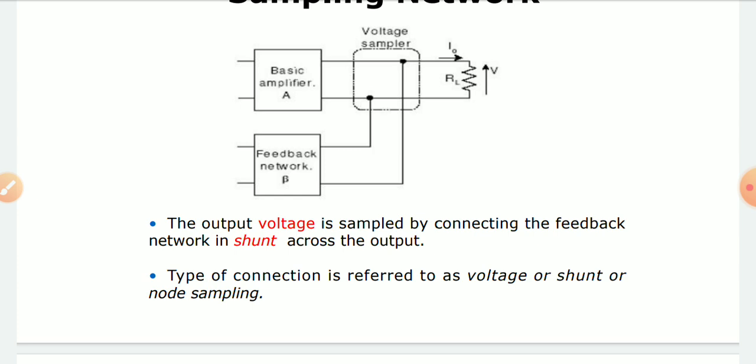So how can you memorize this one? For the parallel or shunt combination, which parameter is constant? If you just recall your memory, the answer automatically becomes voltage. So for this kind of connection, voltage is specified as the sampling network name.